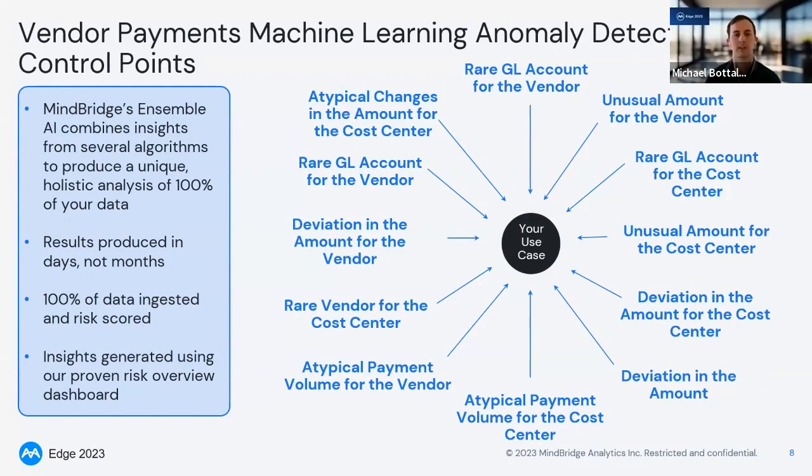Another example is our vendor payments machine learning, where we have control points that are there to analyze the vendors and how that relates to the general ledger accounts, the cost centers, the users, and any other fields that are relevant to understanding your vendors. So these can be configured or tweaked to support looking at unusual amounts and deviations and rarities from multiple perspectives.